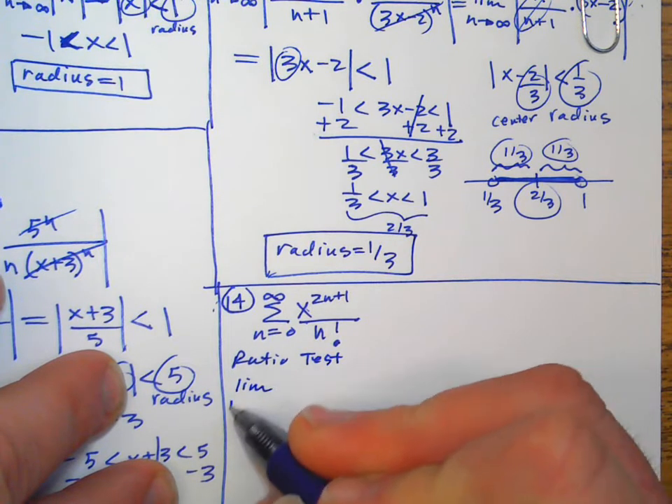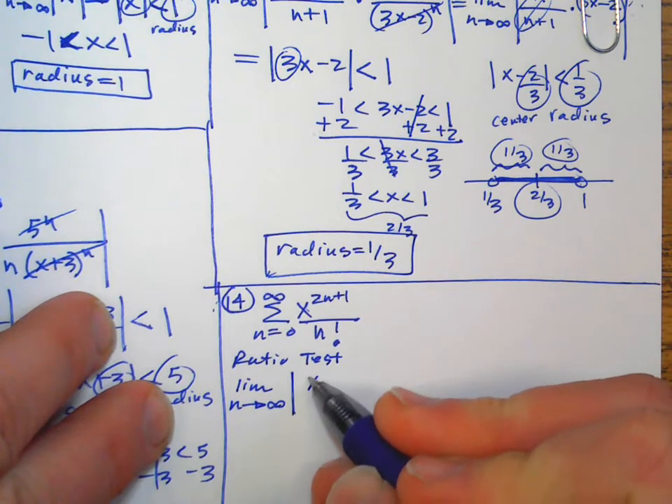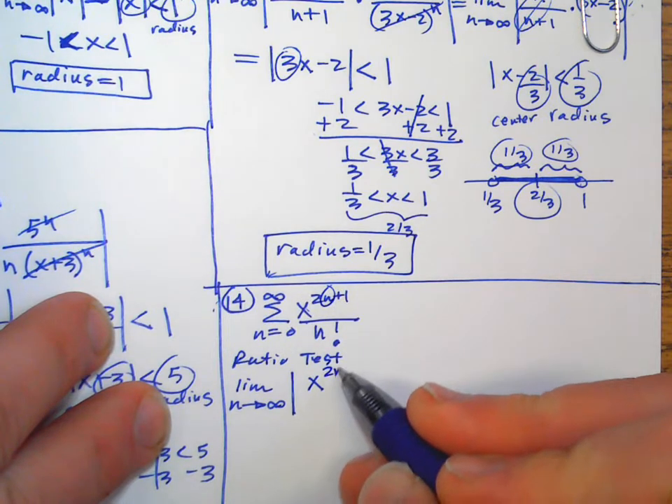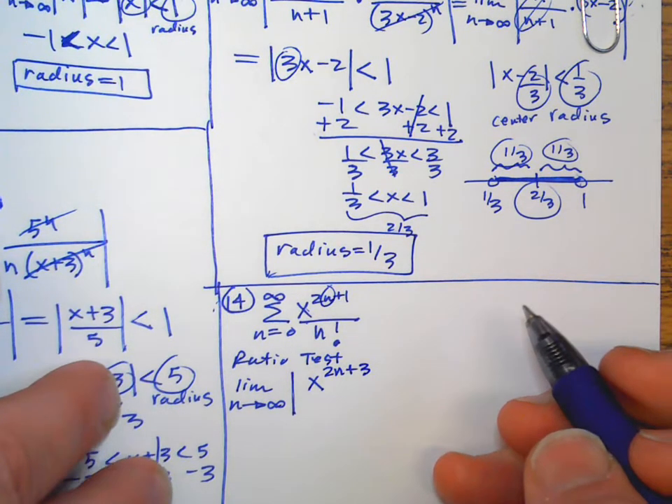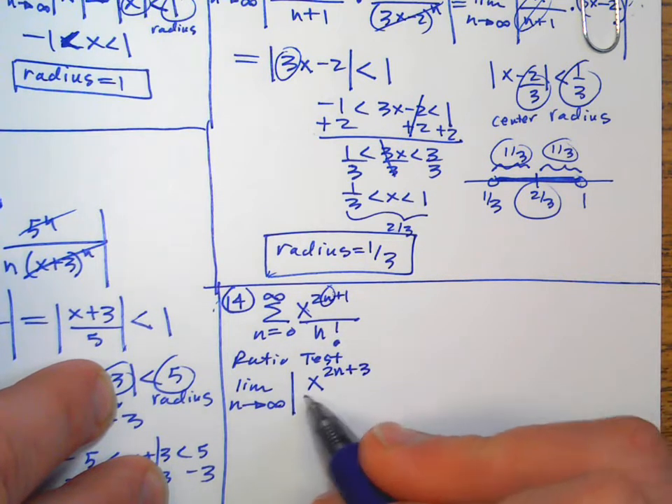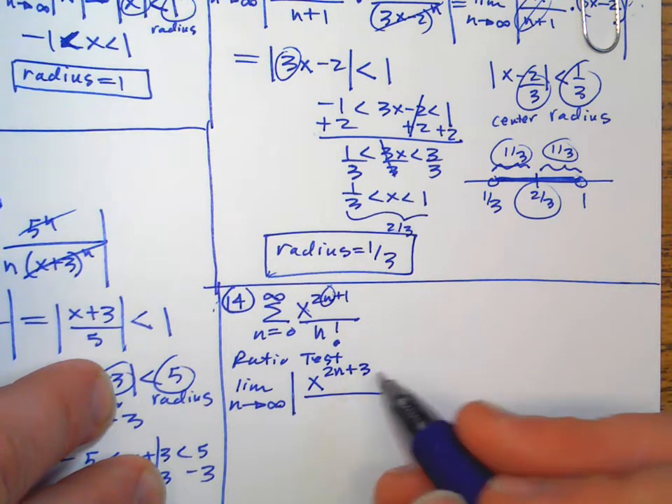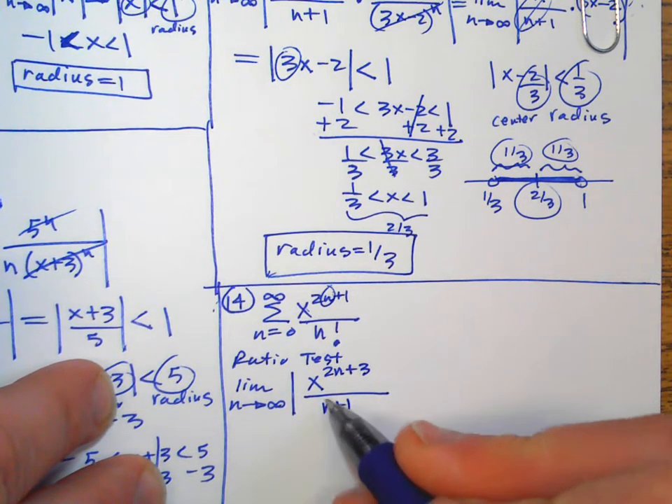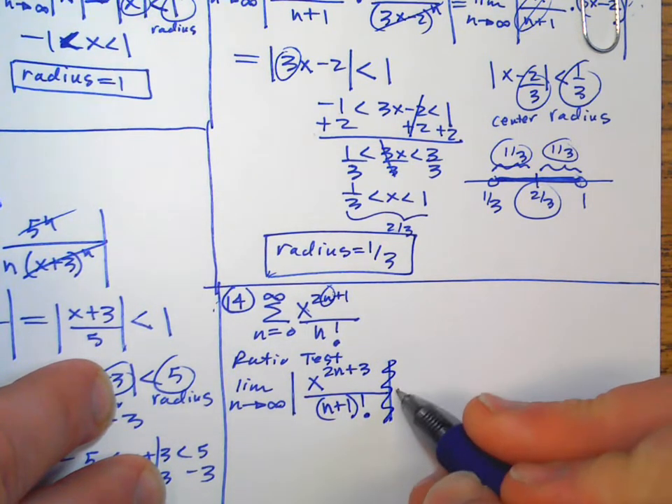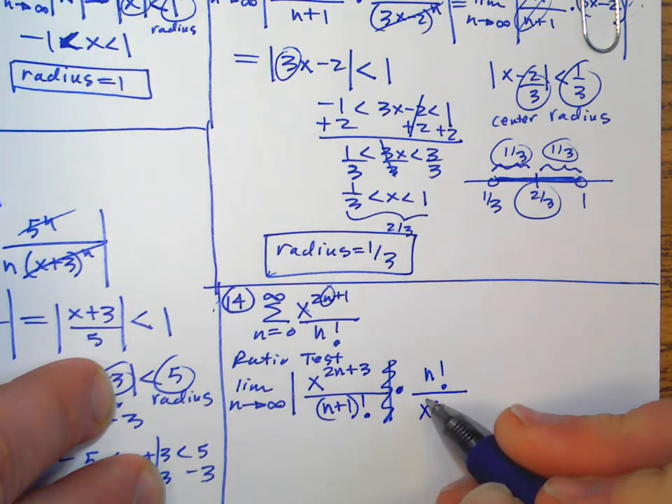limit as n goes to infinity of absolute values. Now be careful here. You've got to plug in an n plus 1 into here. So you get 2n plus 3 because the n plus 1 gets multiplied by the 2. And people totally put 2n plus 2 all the time. 2n plus 3. And then n plus 1 has to be in parentheses. Factorial on the bottom. Oh, and then you multiply, or you divide by the previous term, multiply by its reciprocal.